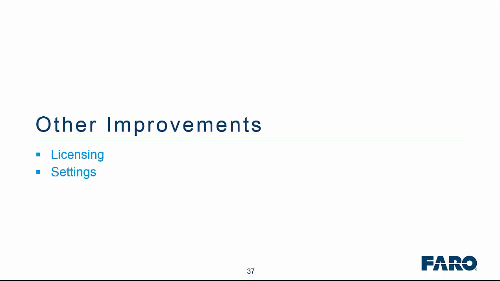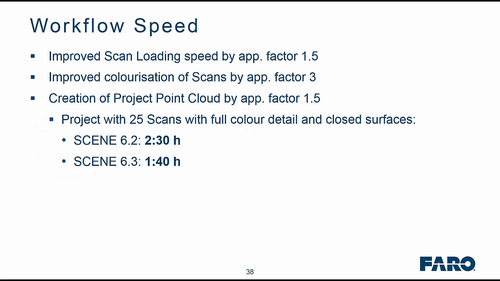A few other improvements that we've made along the way. The first improvement is with regards to speed. So when loading scans, we've improved that by a factor of 1.5. Also when colorizing scans, we've improved that by a factor of 3. When creating project point cloud data, we've improved that by a factor of 1.5. And if we're working on a project with roughly 25 scans and applying full color and closed surfaces, then we've reduced the time from 2 hours 30 minutes to 1 hour and 40 minutes in order to create that full project point cloud.